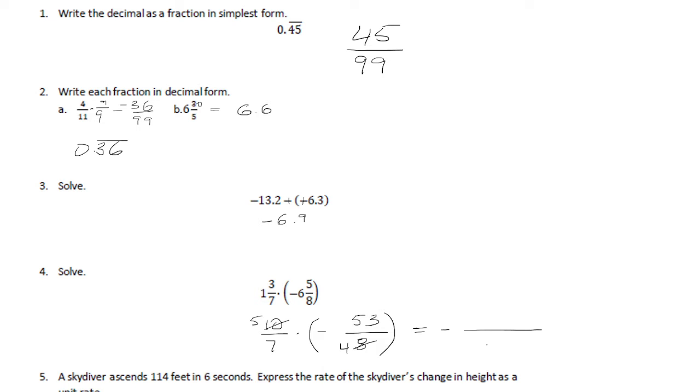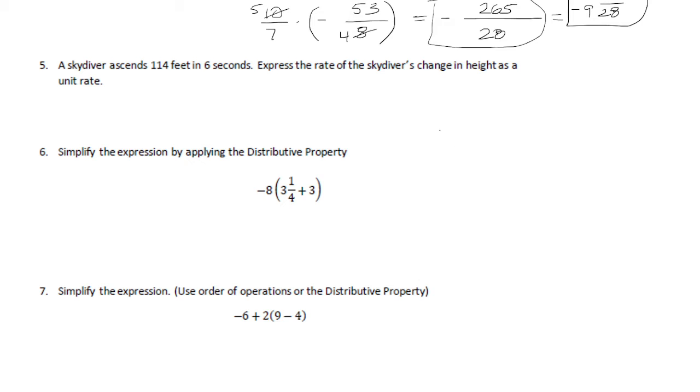In the denominator, 7 times 4 gives us 28. And then 5 times 53 is 265. If we want, we can simplify this further and say how many times does 28 go into 265? That's going to be 9, remainder 13. So either one of these is our answer.